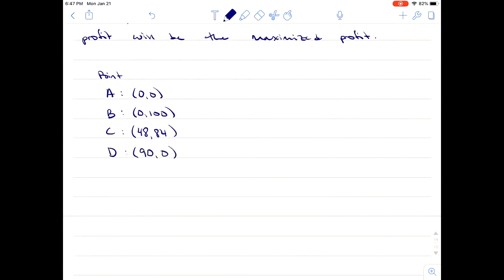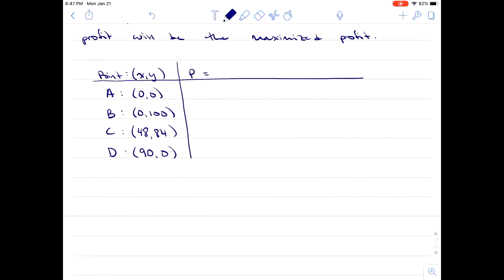And I'll just make a little note, in case you've forgotten. We always write these pairs as x comma y. So the first one's the x, second one's the y. So here, we can separate these.